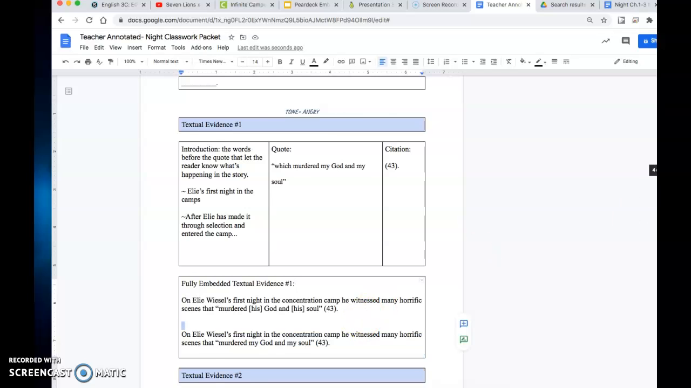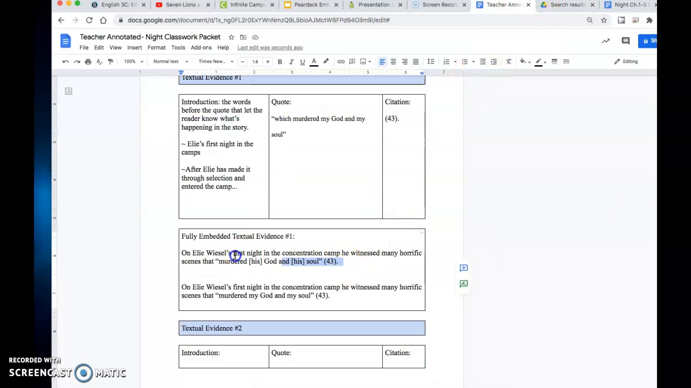You've practiced writing your introduction and your textual evidence. Here is my example. On Elie Wiesel's first night in the concentration camp, he witnessed many horrific scenes that murdered his God and his soul. So I chose this quote because I think it shows that it's an angry tone. I have a quote, a citation, and all of this is my introduction that tells us about what's happening in the story. If I read this out loud to you and you closed your eyes, you would not know where this quote started and stopped because it's fully embedded or blended.